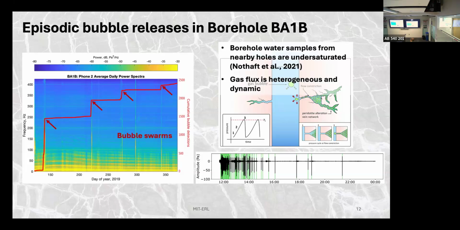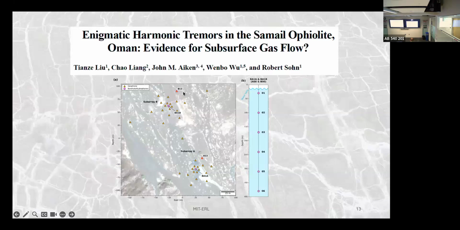I think in the other boreholes they observed a few gas bubbles, but not as many as observed in this borehole. That means probably this borehole just happened to cross-cut a major gas pathway. And I will talk about major gas pathways in the next part of the talk. So this is all about gas bubbles.